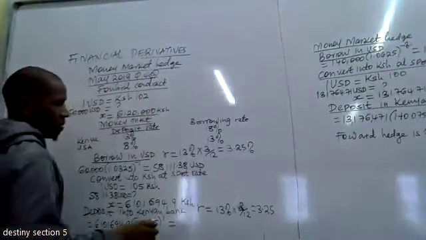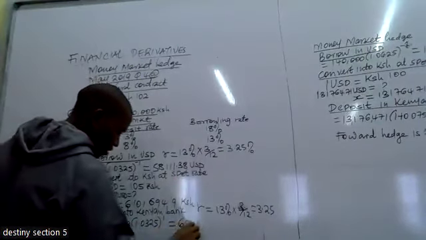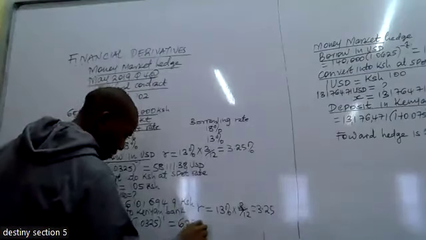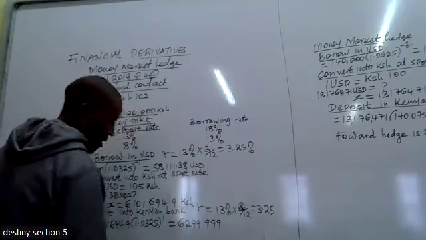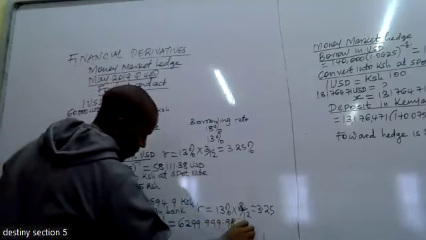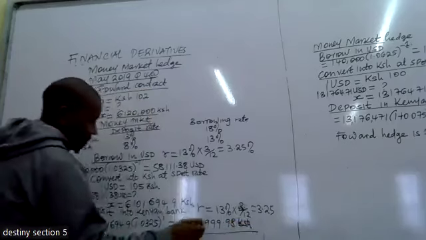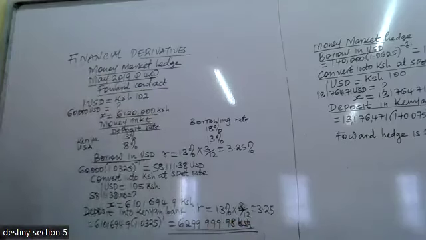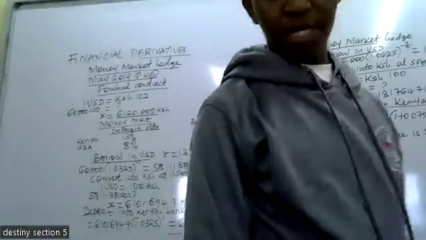It is giving you how much? Ya kupea ngapi? 6,299,999 Kenyan shillings. So which is preferred? Where is receiving more, and therefore the money market rate should be preferred.